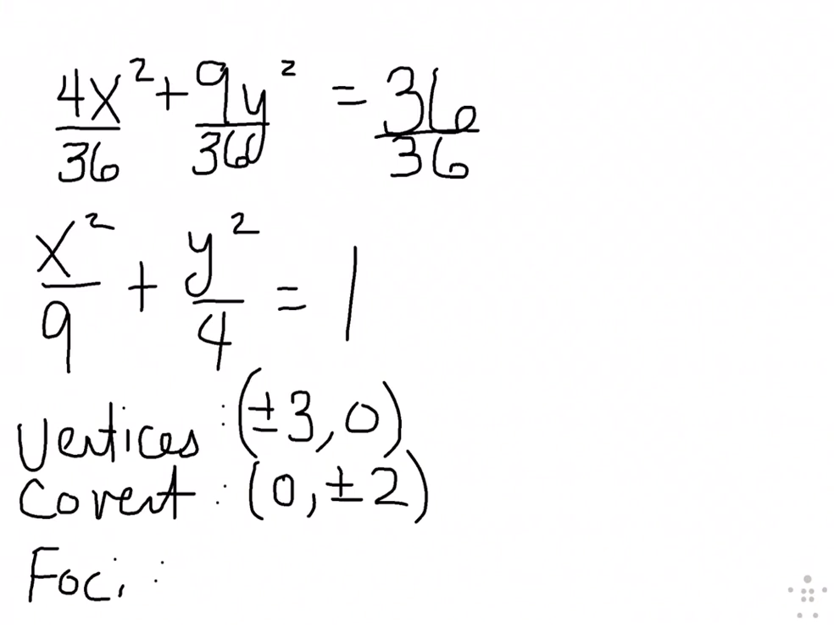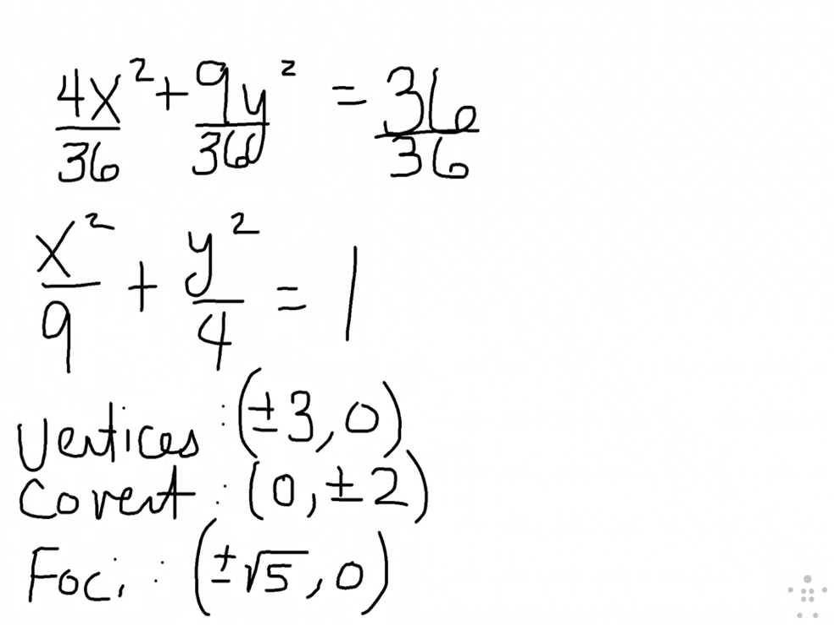Then to find the foci. First of all, I take 9 minus 4. What's 9 minus 4? 5. And then I square root it. What's the square root of 5? Well, you guys, the square root of 5 doesn't come out evenly, right? 2.2 some. So for that particular thing, if you leave it as plus or minus the square root of 5, that's perfectly fine.